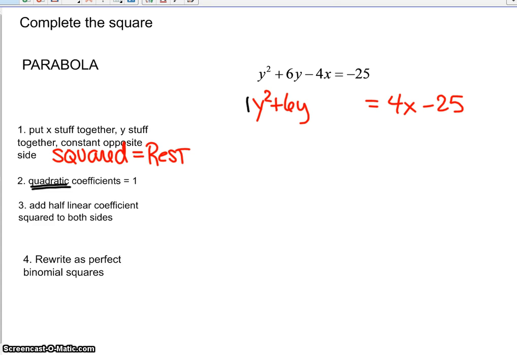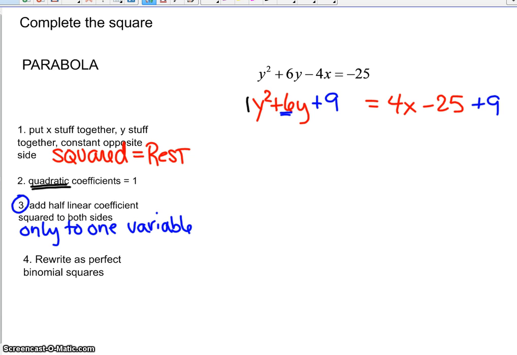Step number 3, add half my linear. I only have to do this to one of my variables. Because I don't have x squared, I can't complete the square. I can't just introduce an x in there to make it x squared. All I have to do here to complete my square is deal with the y's. So I'm going to take half of my 6 and get 3, square it and get 9, and add that to both sides. So I'm going to get then my perfect square is just going to be on the one side. Y plus 3 all squared equals 4x minus 16.